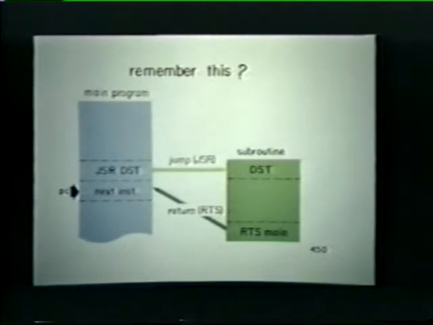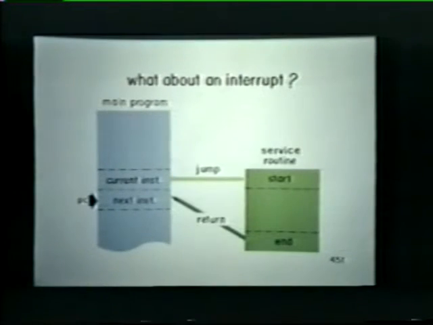Do you remember this diagram? Here we showed you how a JSR instruction could be used to jump from the main program to a subroutine. Once the subroutine was finished, an RTS instruction could be used to cause a return to the proper point in the main program. What about an interrupt? As you can see, an interrupt is very similar to a JSR. As soon as the current instruction is completed, the interrupt causes a jump to the start of a service routine. Once the service routine has been executed, it causes a return back to the proper point in the main program.